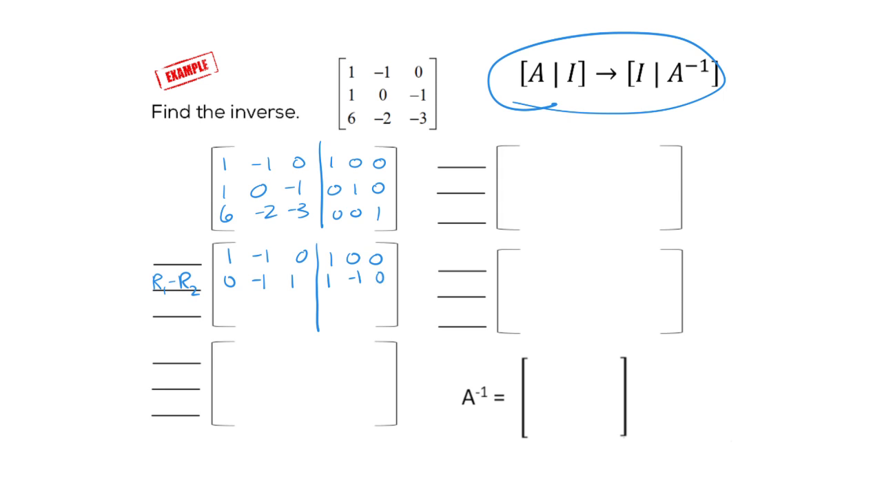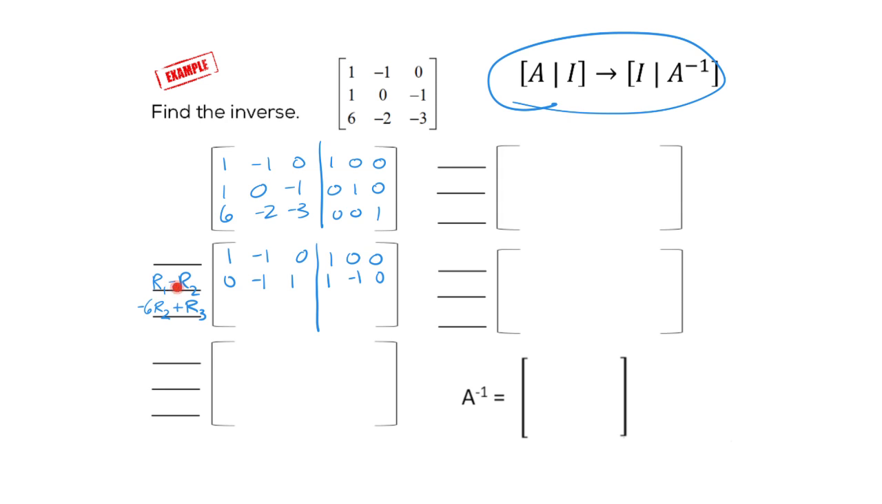Now let's look at a rule for row 3. I want to turn this 6 into a 0. So I could group it with either one. I kind of like the 0 sitting there. That might be easy. So I think I'm going to group it with row 2. So I am going to make row 2 be a negative 6. So negative 6 row 2, add it to row 3.